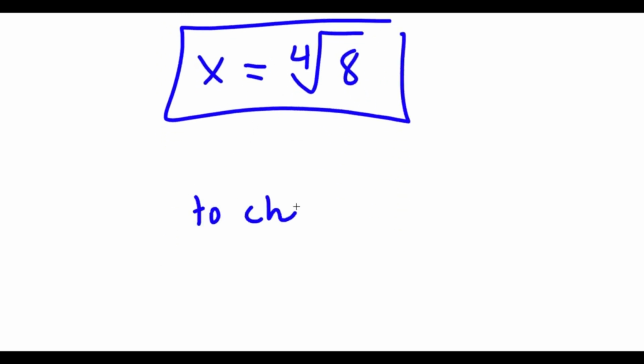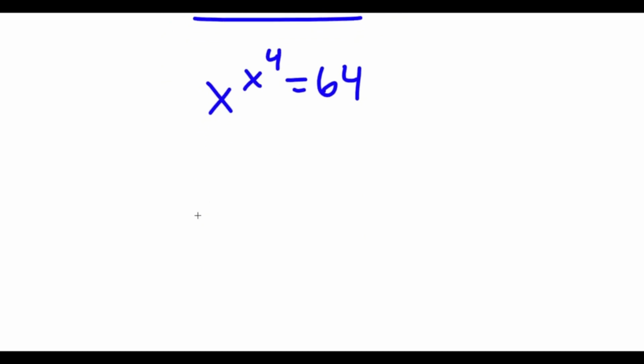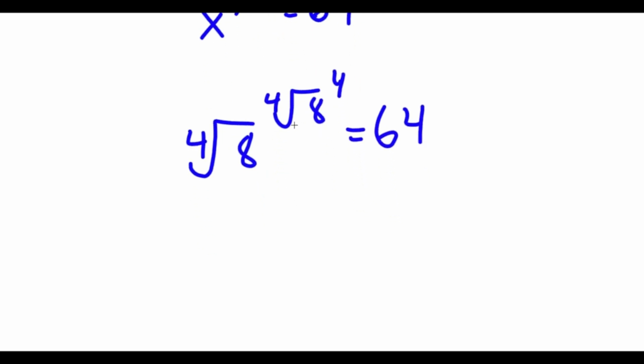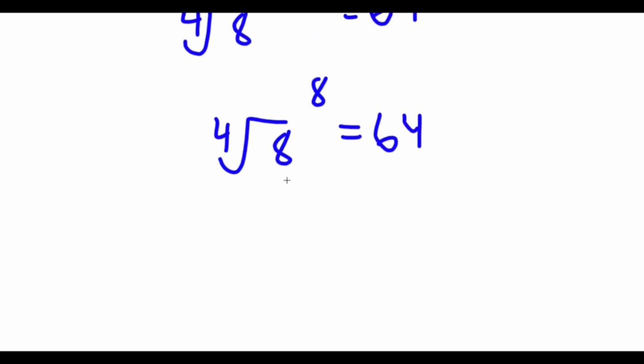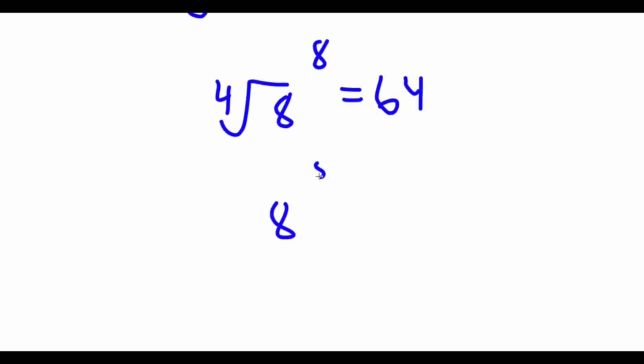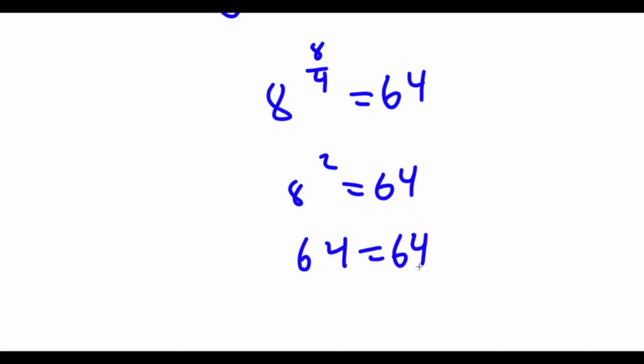So now to check, my original equation was x to the power of x to the power of 4 is equal to 64. x is equal to the fourth root of 8, so now I have the fourth root of 8 to the power of the fourth root of 8 to the power of 4 is equal to 64. Now the fourth root of 8 to the power of 4 is simply 8. So now I have the fourth root of 8 to the power of 8 is equal to 64. Now this is the same thing as 8 to the power of 8 over 4 is equal to 64, meaning 8 to the power of 2 is equal to 64, and 64 equals 64. So this is right.